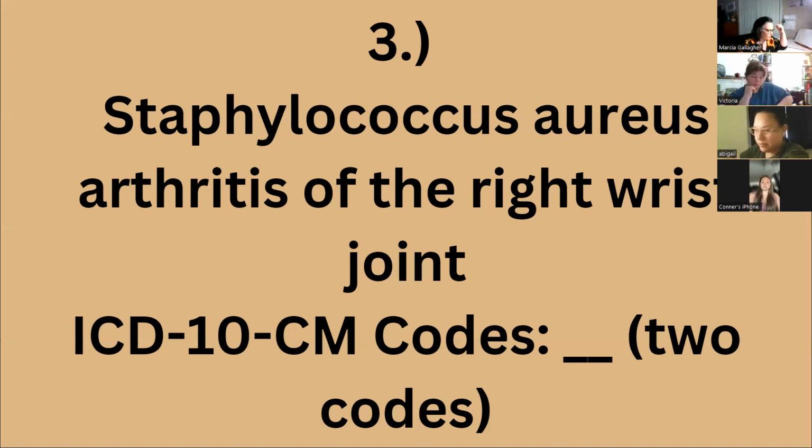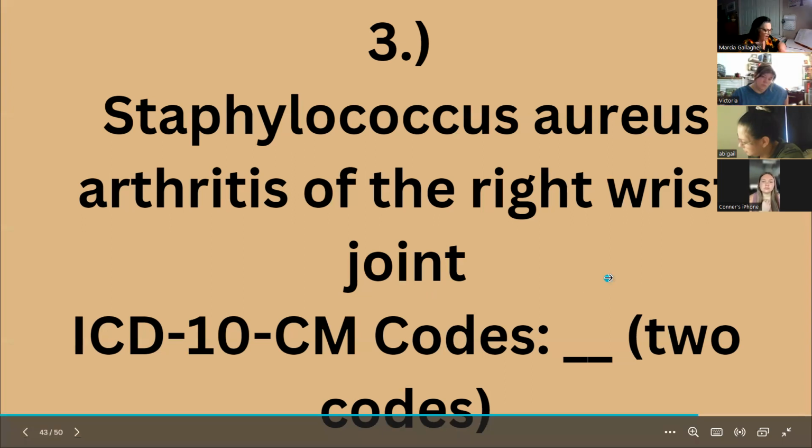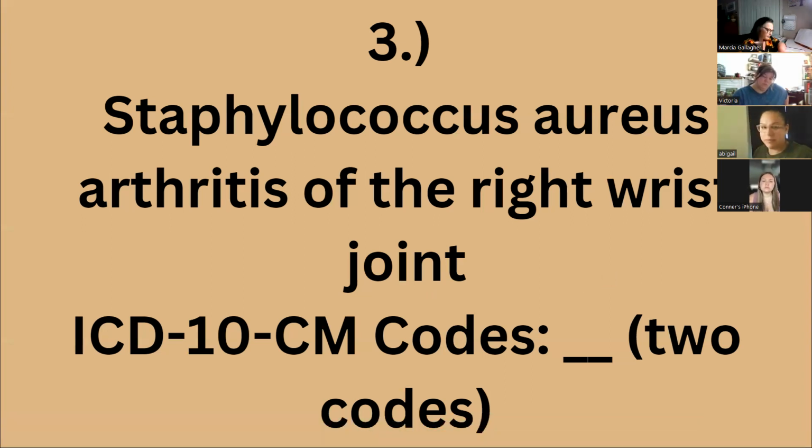So Abigail, let me know when you see what you think is the correct code. I see M00.031. M00.031, staphylococcal arthritis, right wrist. So that is definitely it. But here it says we need two codes. This is kind of where my coder side comes out, because they say we need two codes. But according to this scenario, do you guys think we need two codes?